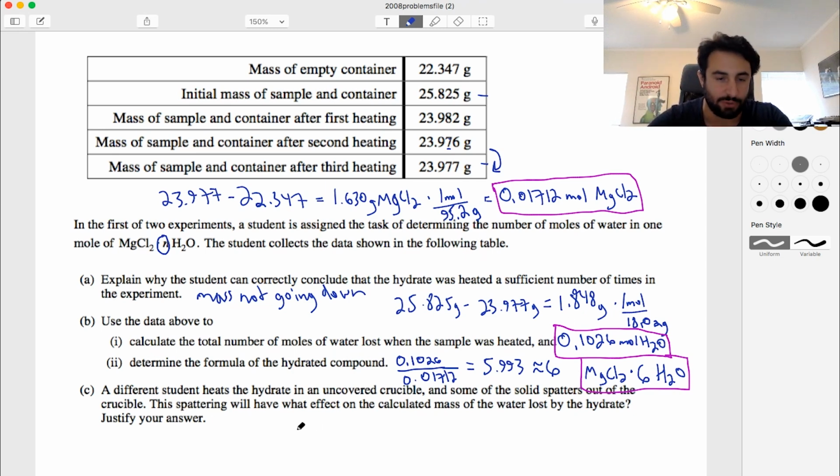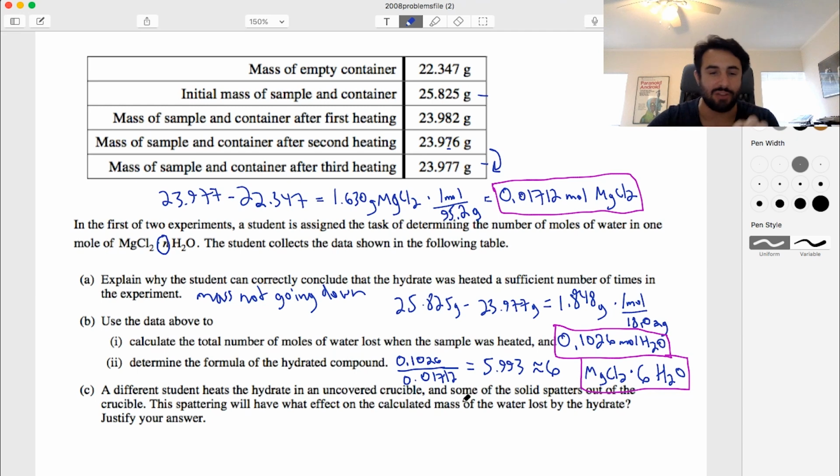This spattering will have what effect on the calculated mass of the water lost by the hydrate? Justify your answer. So, what we're doing when we're doing this experiment, we are assuming that the MgCl2 stays there in the vessel, in the crucible. Right? We are assuming that all of the mass lost is water that has evaporated. We are not making any room for error where we are thinking that some of the mass lost might be MgCl2. We are assuming that all of it is water.